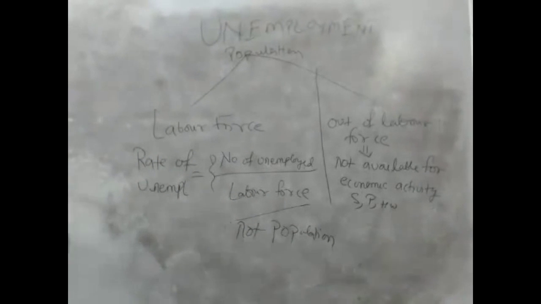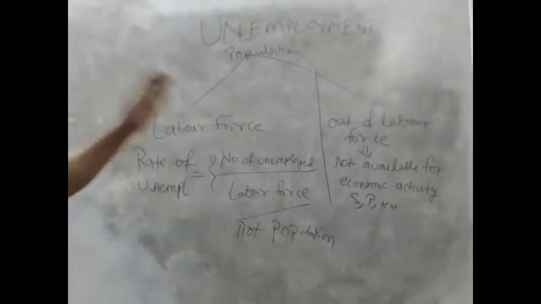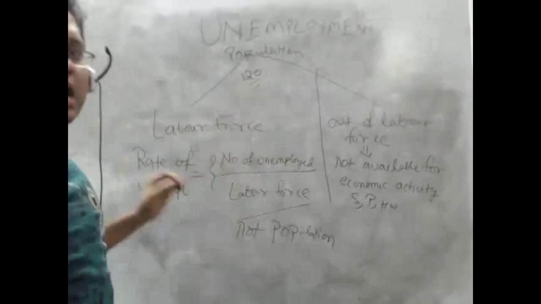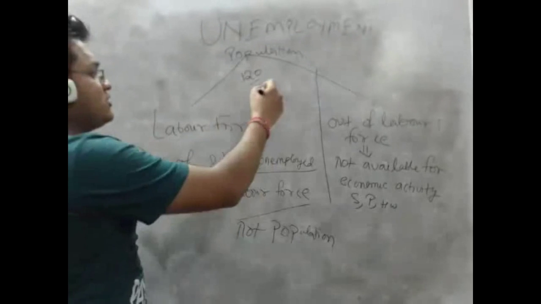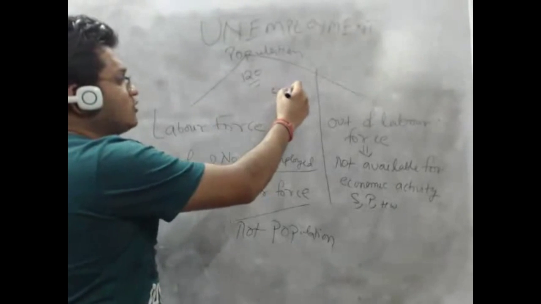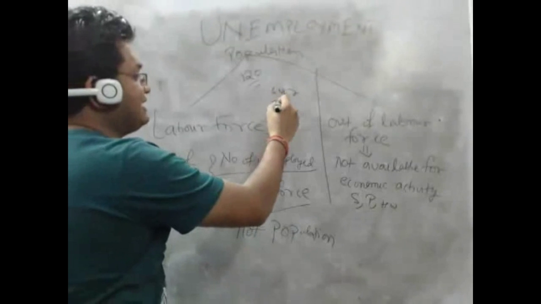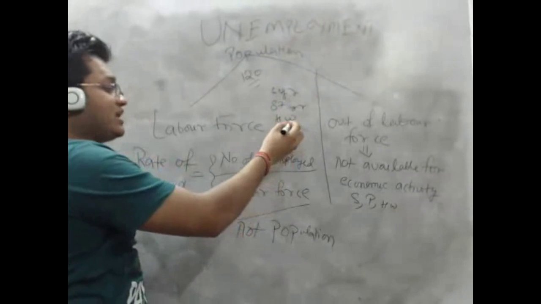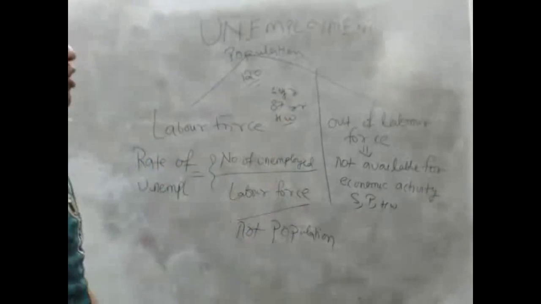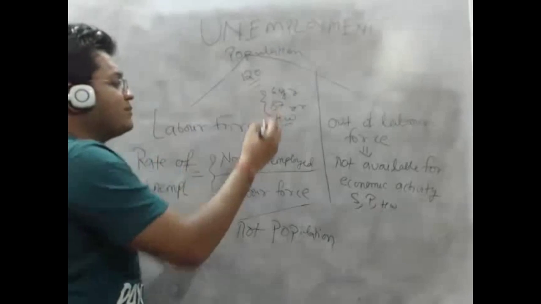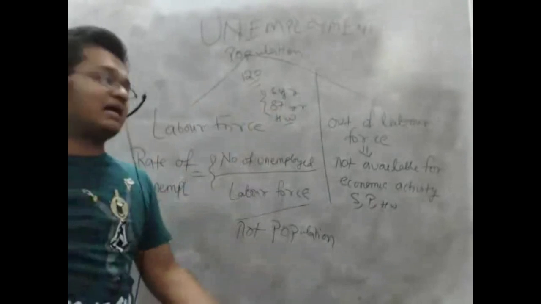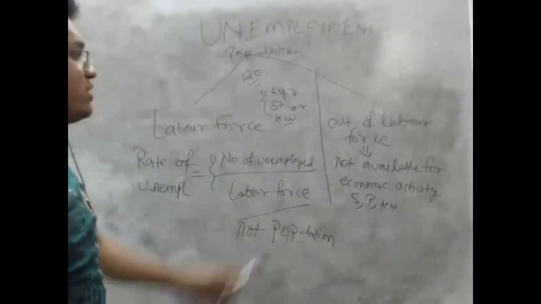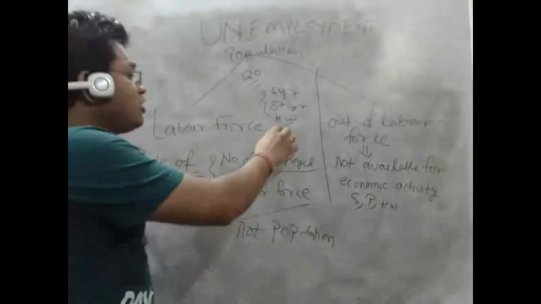See, India's population is around 120 crore. Now all the people are not available for work. Suppose a person is 6 years old, then he cannot work. Someone is 87 years old, he cannot work. Someone is working as a housewife. If a female is working as housewife, she is not willing to go out and work. So this kind of people are out of labor force, who are not available for economic activity. So your economy cannot use them, because if you have decided to become a housewife, you are not going to go out and work. So you are not available for economic activity.